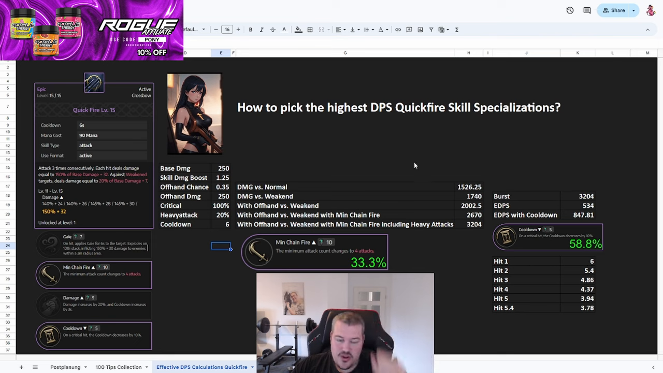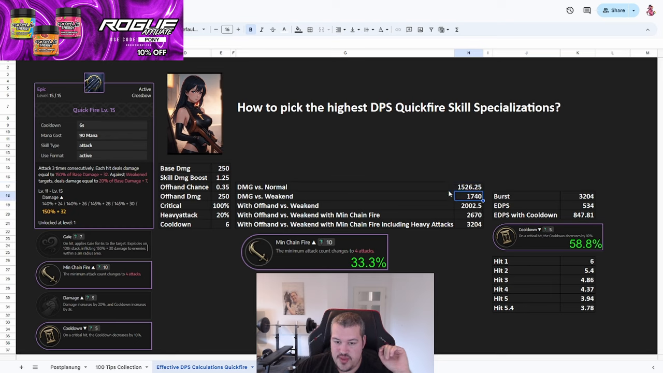If you want to take a look at how the damage is calculated, we are taking the formula out of here. I'm not going too deep into the formulas, I just want to show my thought process. And then we have the normal damage that we are dealing using quickfire without any skill specializations or whatever against a normal monster. If we have weakened the monster before, we are getting an additional damage boost.